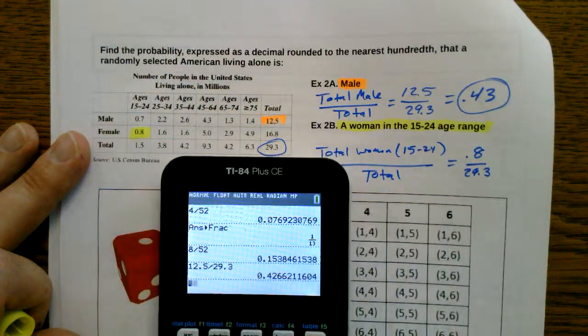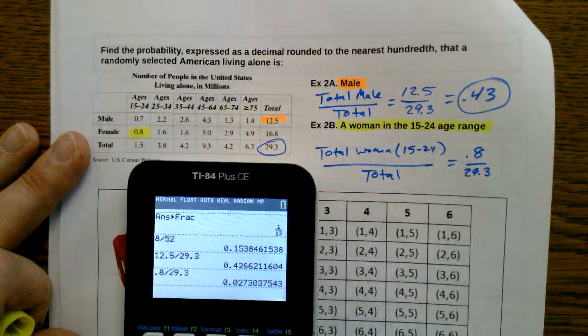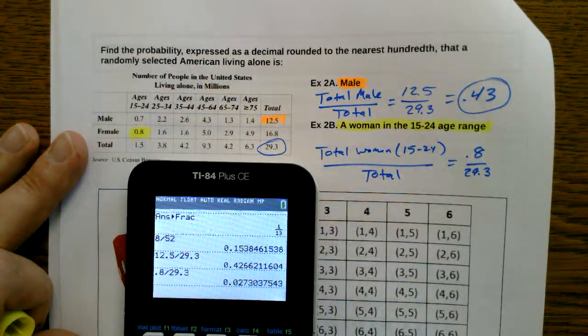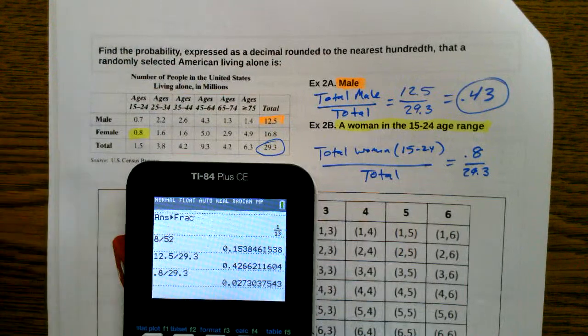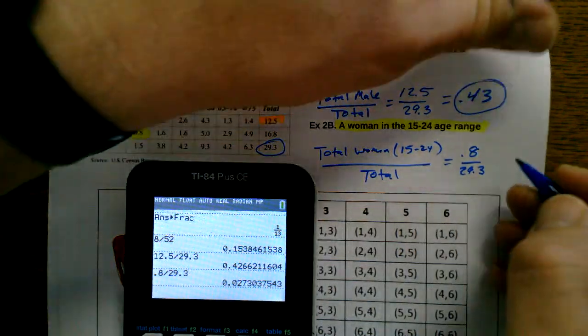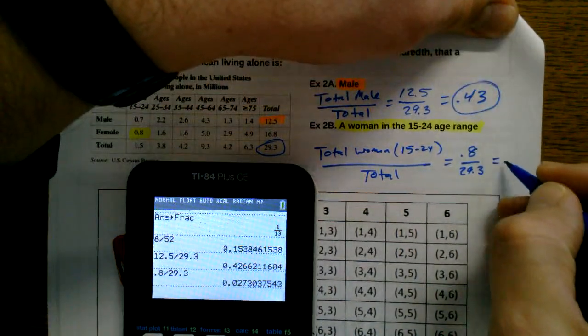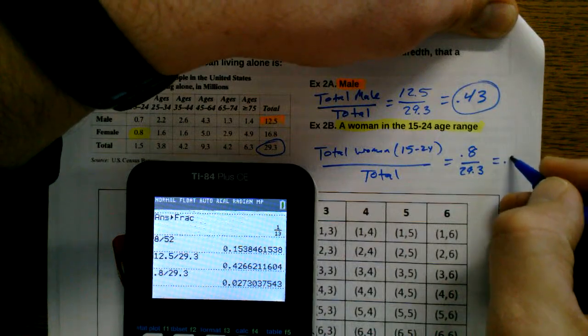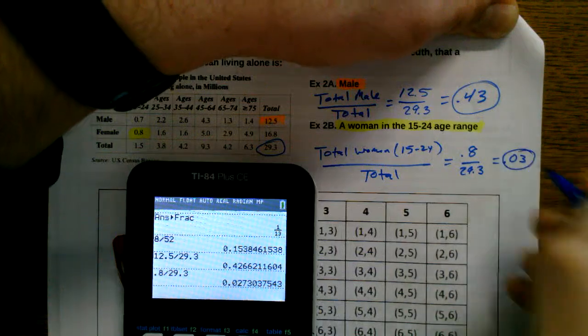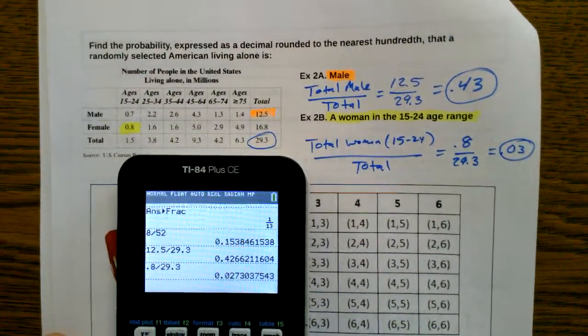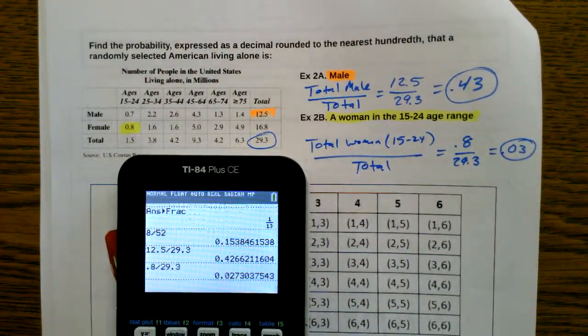So in my calculator, I got 0.8 divided by 29.3, and that's going to give me my percentage as a decimal. So about 2.7%, or as a decimal rounded to the nearest hundredth, that's 0.027. The 7 rounds up to 0.03. Final answer. So you might see a couple of those on my math lab. Just want to make sure we touch base on that.